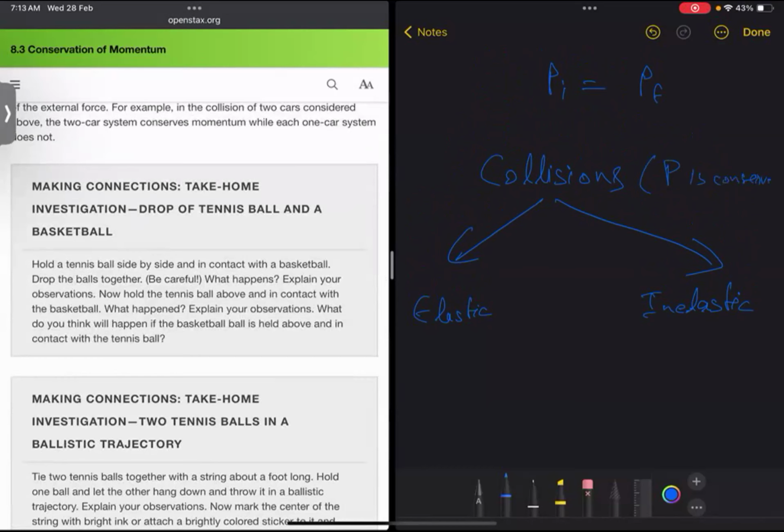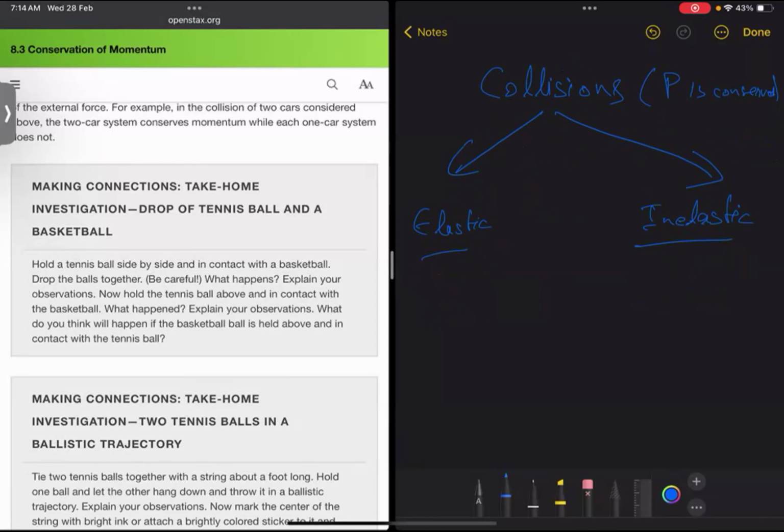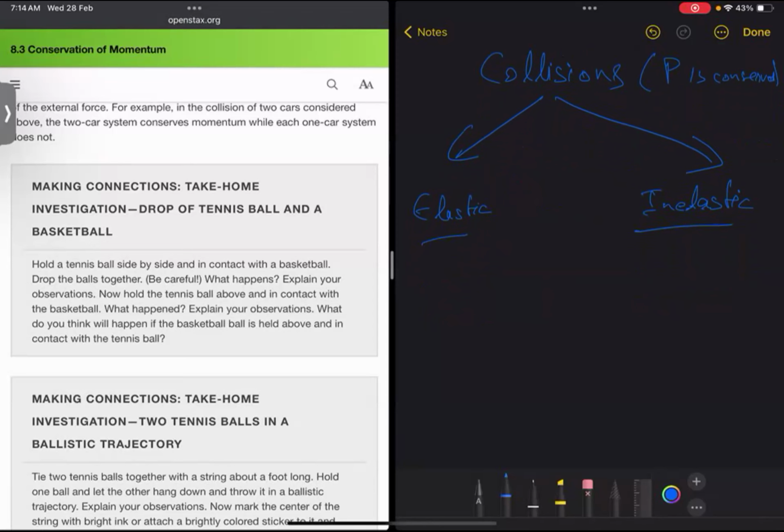Momentum is conserved in all the collisions, either elastic or inelastic, right? Linear momentum is conserved in all of them. Now, what is not conserved and what is conserved in elastic and inelastic collisions is the kinetic energy.